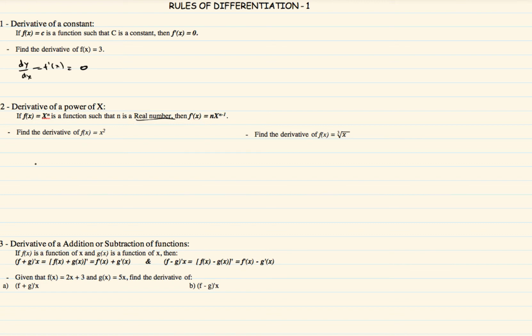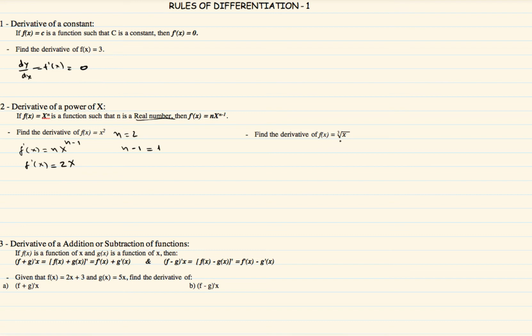So look at this example. We have to find the derivative of f of x, which is x squared. In this case our n is 2, and the formula says that f dash of x is equal to n times x raised to n minus 1. So our n minus 1 is equal to 1. So f dash of x is equal to, what is our n? Our n is 2, into x raised to n minus 1, because n was 2, 2 minus 1 is 1, so we have 2x.